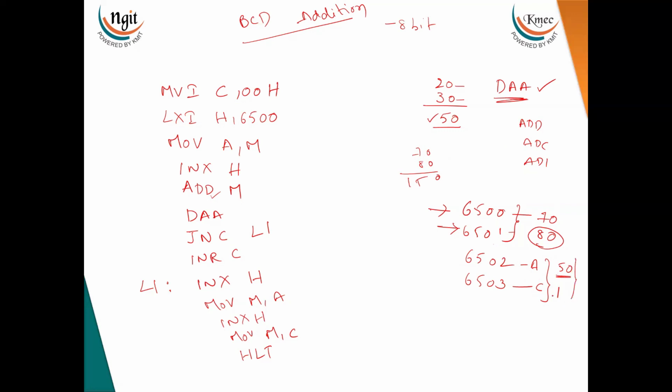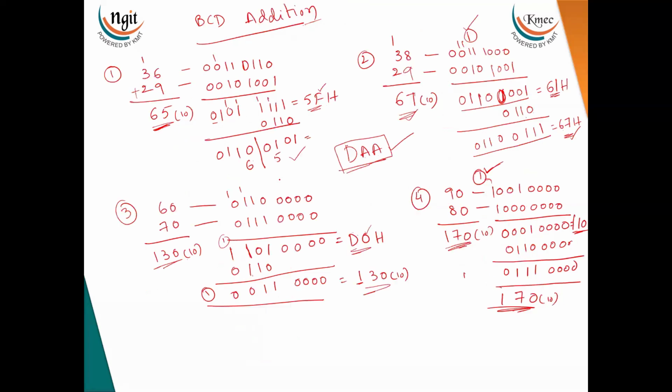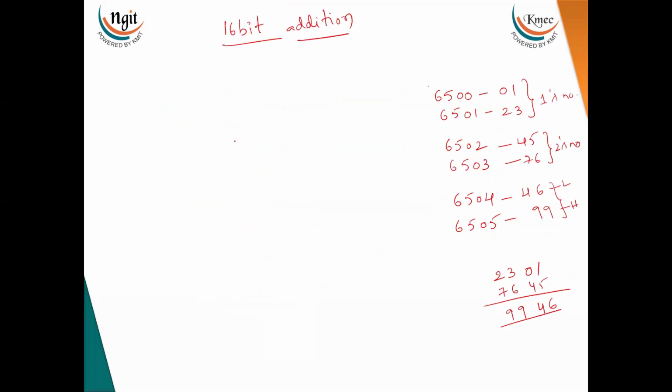So this is about the BCD addition. Only the DA instruction you have to add. And what is the DA instruction? You have to explain this. So DA will handle these 4 conditions. If any of the 4 conditions is raised, then DA will add 6 to the lower nibble or higher nibble depending upon the condition raised. So this is the BCD addition. Now we will see the 16-bit addition.